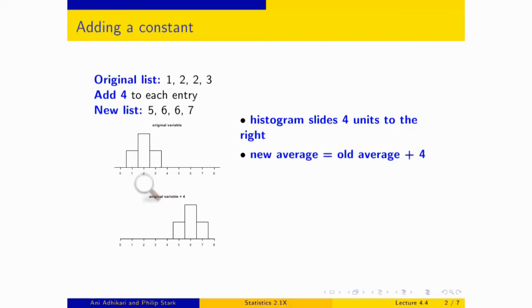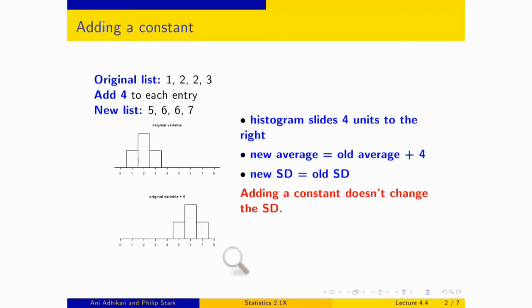The SD measures roughly how far off the numbers are from their average. There is no change in that. This histogram didn't get spread out. It didn't get squished in. It has exactly the same spread, the new one, as the old one did. And so nothing happens to the SD. When you add a constant, you do not change the SD. When you multiply by a constant, you will affect both the average and the SD. But when you're just adding, it's a slide and the SD stays the same. That's true for most measures of spread, by the way.